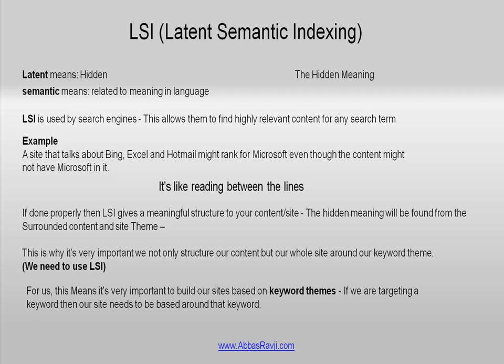So it basically means we need to start building our sites based on keyword themes. If we're targeting a keyword, then our site needs to be based around that keyword, not just the one page or the 2 pages. Unless obviously you're a massive authority, guys, then it's totally different. But obviously I'm talking about how we can make sure we give Google no doubt at all what our theme and our site is related to. In exactly the same example that I gave above, guys, a website can rank for Microsoft if they're talking about Bing, Excel and Hotmail because of Google understanding the LSI relationship and ranking it for that grouped keyword of Microsoft.